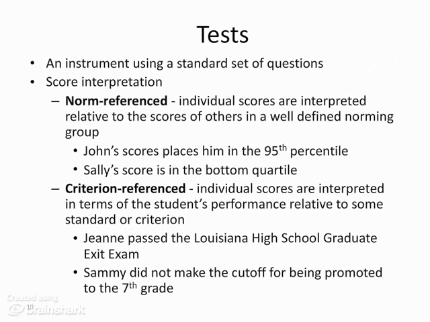Using tests is one way to get at information. If you're trying to do some data collection, you need to know that there's two different types. There's norm-referenced and criterion-referenced. Norm-referenced are interpreted based on a group. So it places you within a group somewhere. You're in the 95th percentile, the 50th percentile. It kind of gives you a rank. And then if you're talking about criterion-referenced, it's relative to some standard or criterion, whether you pass or you don't pass, or you meet some sort of cutoff.